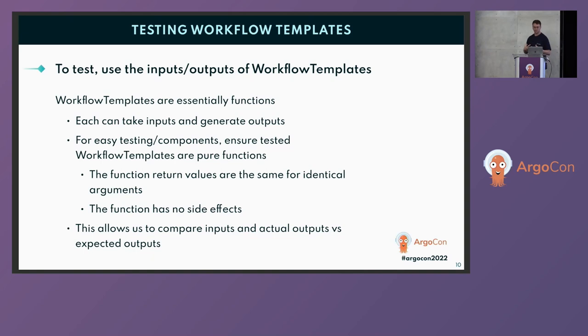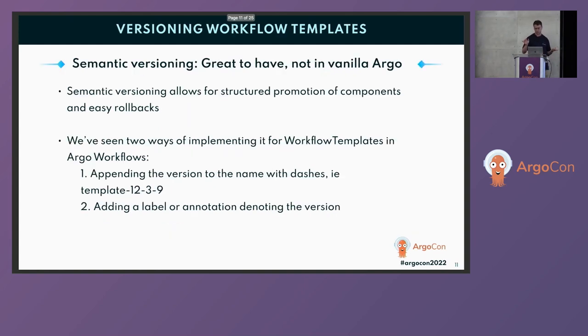So, testing these components. Now, a workflow template is really kind of just a function, right? It has inputs and outputs. So we can test these inputs and outputs. And if we want to do that, we want to make sure that the workflow templates or these components are really just pure functions, meaning that for a given set of inputs, there's the same outputs, right? So anything that's non-deterministic or random, that's what's going to kick up a problem, or if there are side effects to this function. But this unlocks testing for us, which is great.